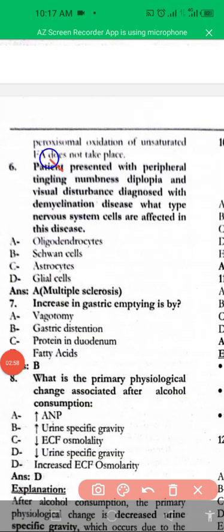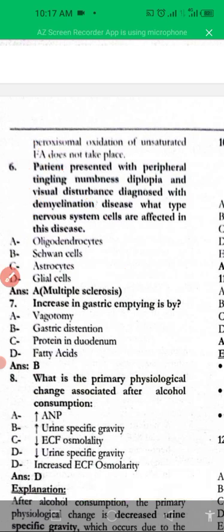Next one is a patient presenting with peripheral tingling, numbness, diplopia, visual disturbance, diagnosed with a demyelinating disease. The type of nervous system cells affected are oligodendrocytes. This is multiple sclerosis. This is the clinical presentation of multiple sclerosis.